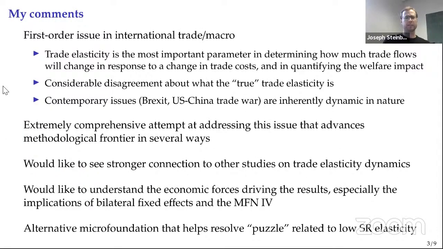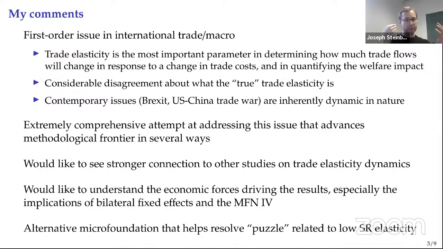So broadly, my comments are as follows. Number 1, this is a really important issue. The trade elasticity is the most important parameter in determining both how trade flows will respond to a change in trade costs and also in quantifying welfare. So it's really important to understand what the true trade elasticity is, and there's a lot of disagreement. And I think also a lot of the contemporary issues that we are analyzing today, in this session and more broadly as a field, are inherently dynamic in nature. And so getting a handle on how trade evolves over time in response to changes in trade costs is really important.